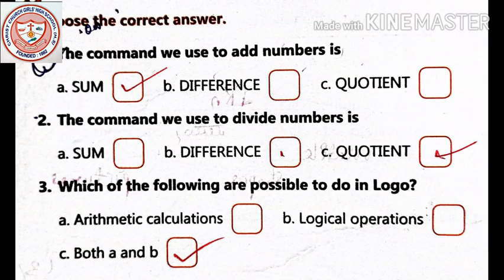Choose the correct answer. The command we use to add numbers is sum. The command we use to divide numbers is quotient. Which of the following are possible to do in Logo? That is both A and B: arithmetic operations and logical operations also we can do in Logo.